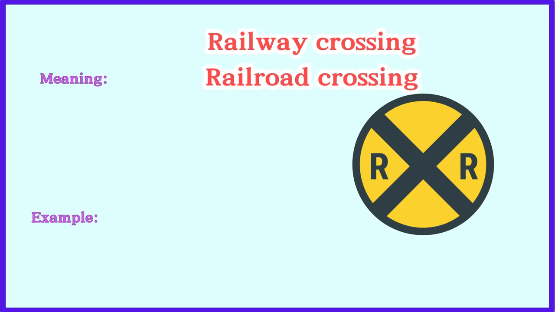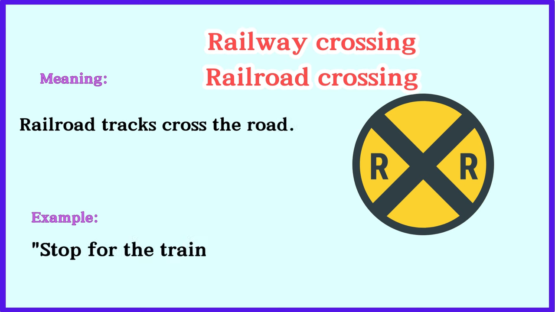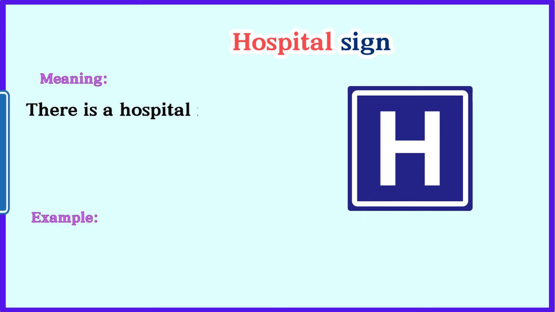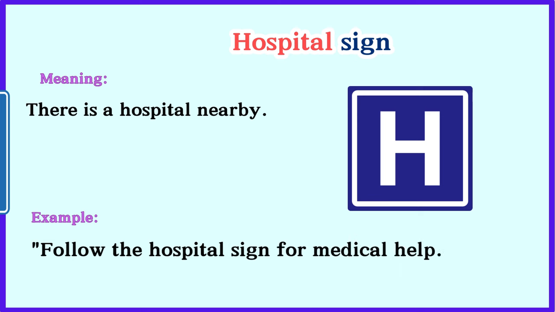Railway crossing. Meaning, railroad tracks cross the road. Example, stop for the train at the railway crossing. Hospital sign. Meaning, there is a hospital nearby. Example, follow the hospital sign for medical help.